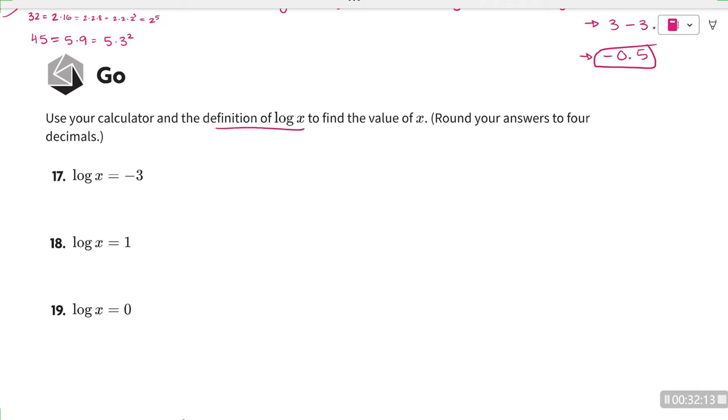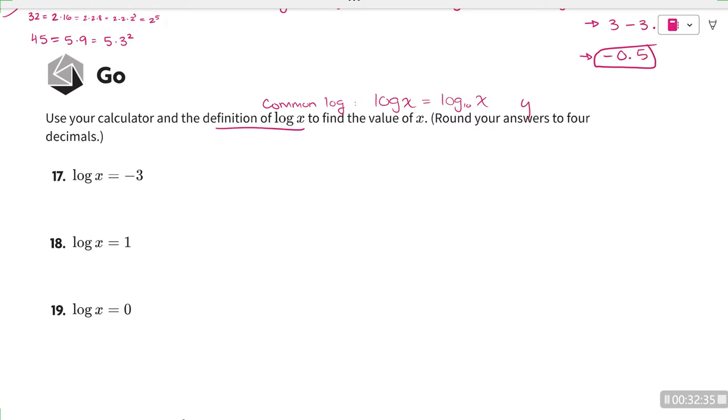So, definition of log x. This is our common log. Common log means we don't see a base written. So, log x is the same thing as log base 10 of x, right? So, when we have that, I'll write it out as an equation, right?